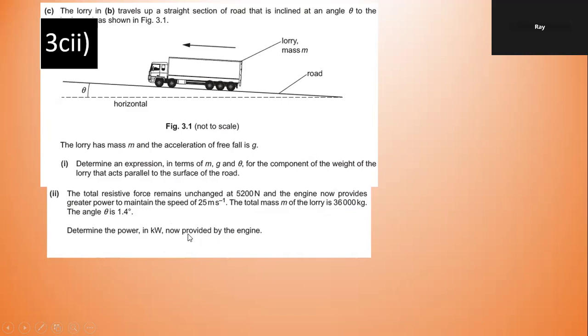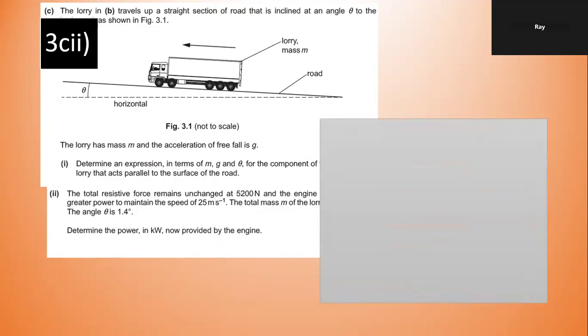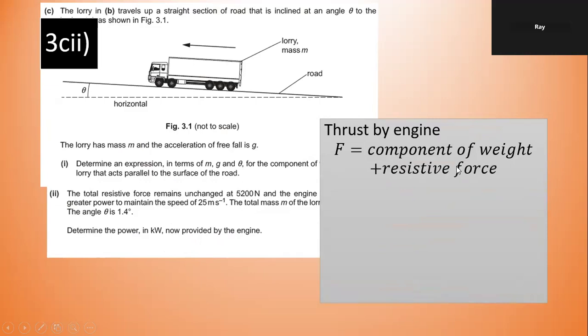Determine the power now provided by the engine. I use the driving force. Find the force by the driving force of the engine first. F equals the component of weight plus the resistive force. The component of weight is going down the plane, and the resistive force is also going down the plane. So add the two. Add them up.